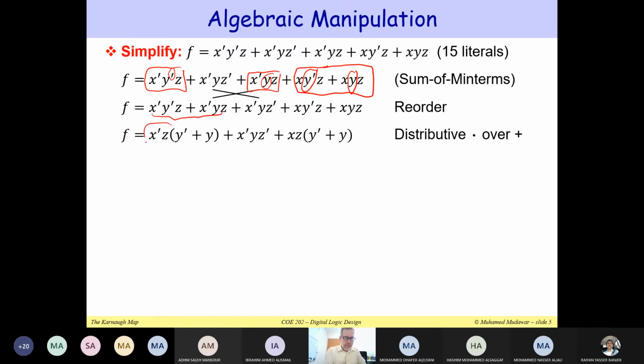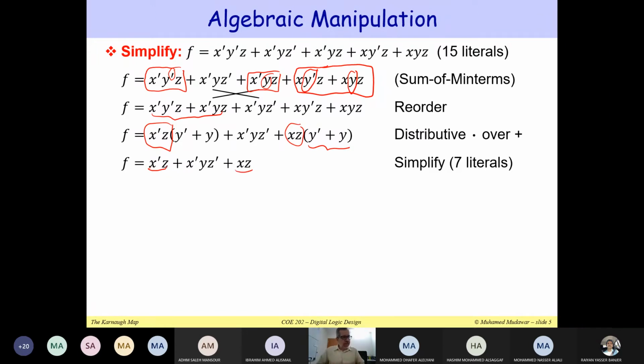So you can see this is actually x prime z, and then we take between parentheses y prime or y. Here we have xz, and we take between parentheses y prime or y. And you know that y prime or y can be simplified to 1. So therefore, now we have simplified this to x prime z. Here I have simplified to xz.